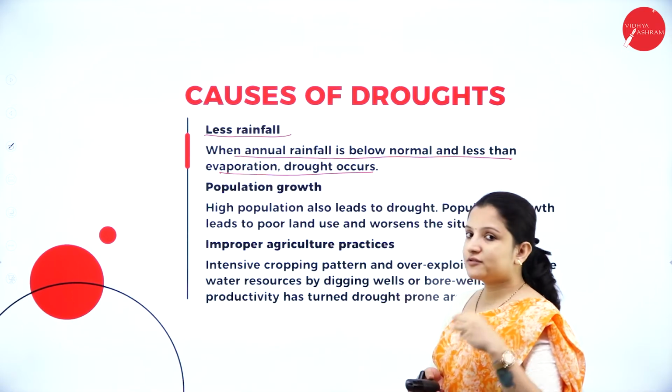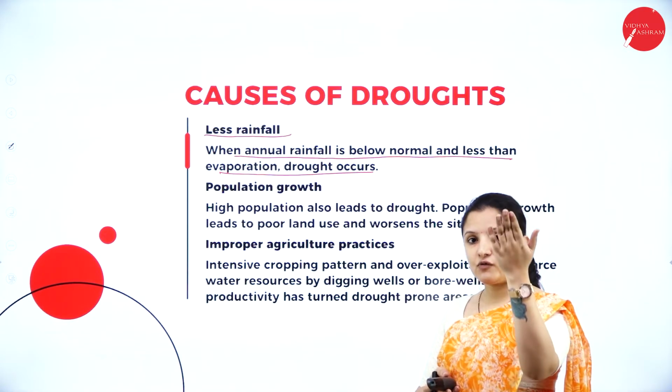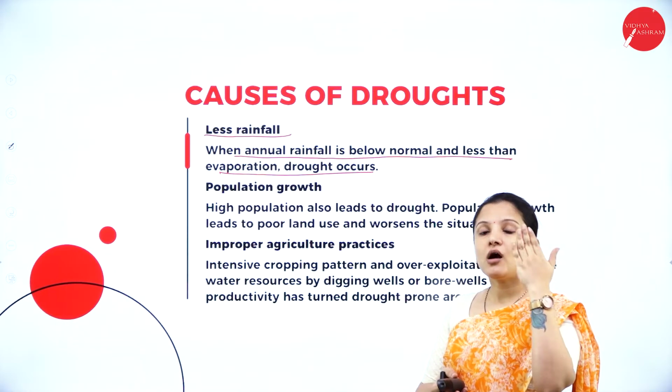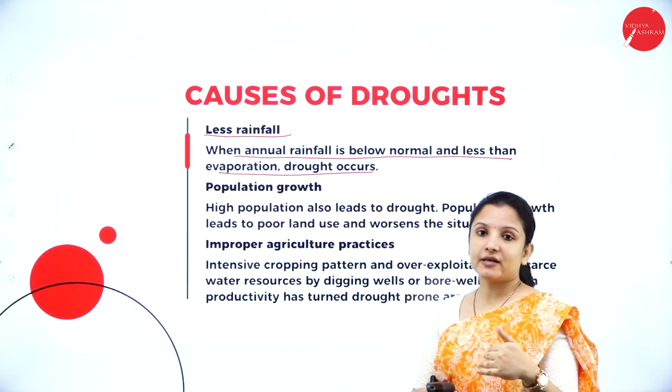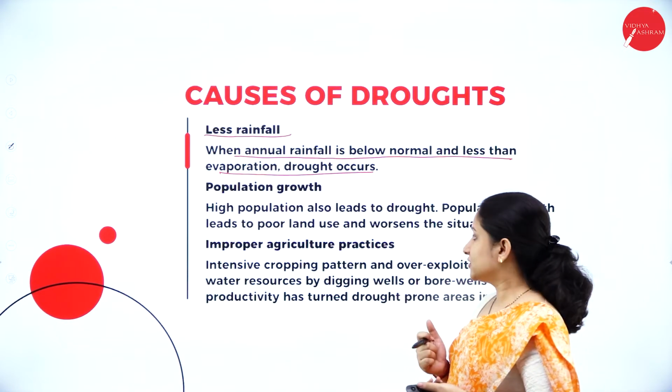But here what happens when the annual rainfall is itself not there? How will the evaporation of water take place? So how will the next set of rain come? That is not possible. So therefore, less rainfall is one of the reasons for drought.